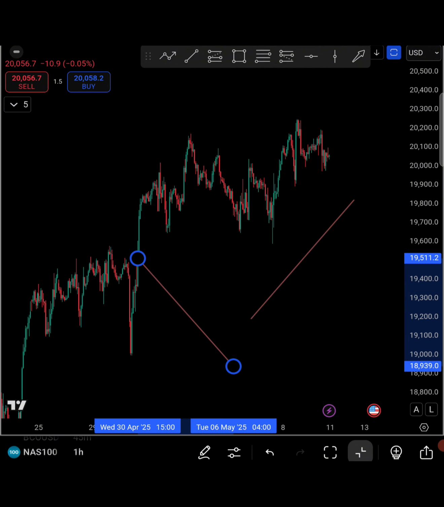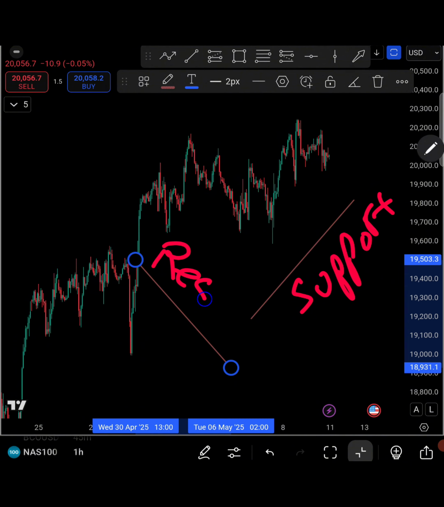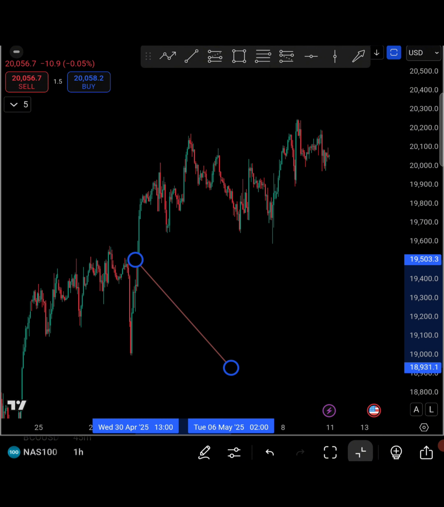They could also act as support and resistance. So this could be the support in an uptrend, and in the downtrend this will be the resistance. Let's look at these on the chart so you can get a good idea.